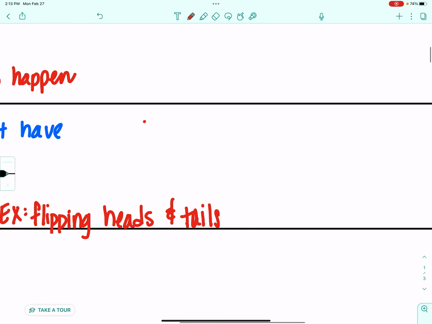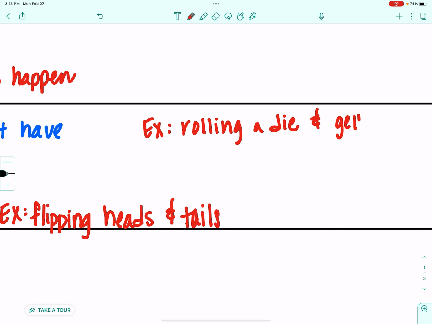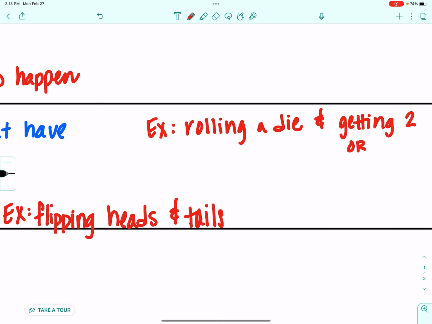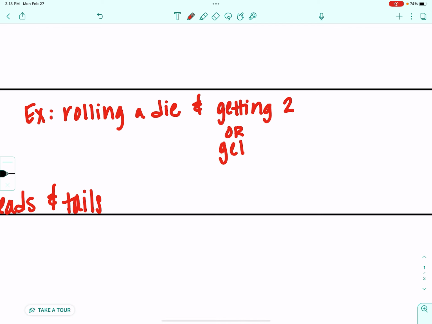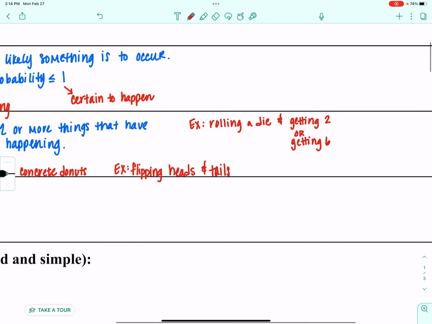One other common one occurs when you are rolling a die. And let's say we're getting a 2, or getting a 6. Getting a 2 or getting a 6, assuming that the die is a fair die, it hasn't been altered in any way, a 2 and a 6 are equally likely to show up when you roll a die.